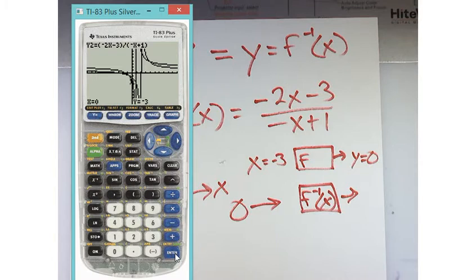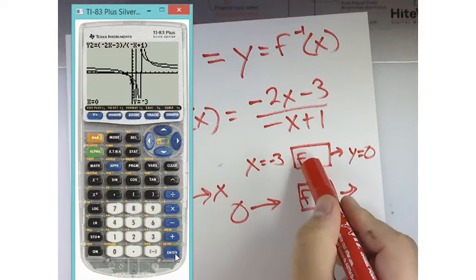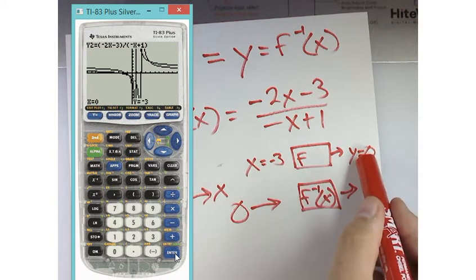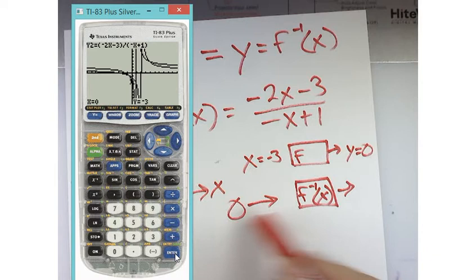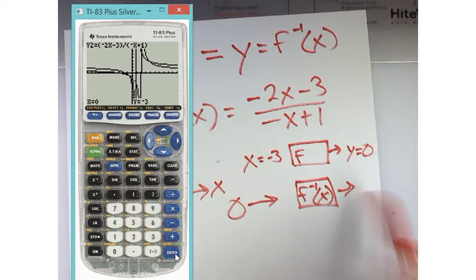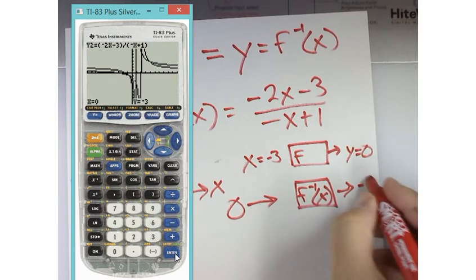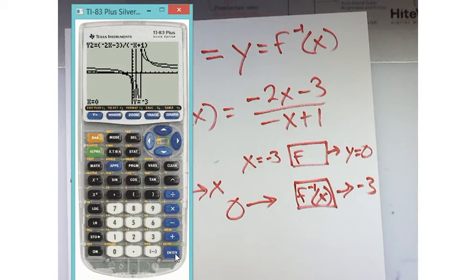If you did that with 2 or 3 points, in other words, you plugged an x value into your original function and it spit out a y value, then you take that value, plug it into your inverse, it should spit out the value that you started with, right? Because the inverse function should undo what the original function did. Any questions?